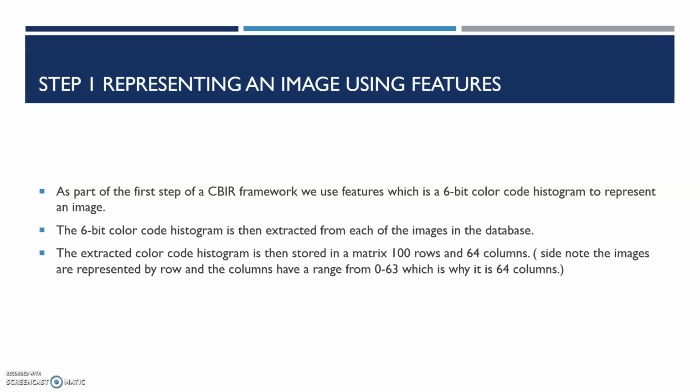So, step 1, representing an image using features. As part of the first step of the CBIR framework, we use features, which is a 6-bit color code histogram to represent an image. The 6-bit color code histogram is then extracted from each of the images in the database. The extracted color code histogram is then stored in a matrix of 100 rows and 64 columns. And the 100 rows represents an image, and the 64 columns is the range, because it has a range from 0 to 63, which is why it is 64.